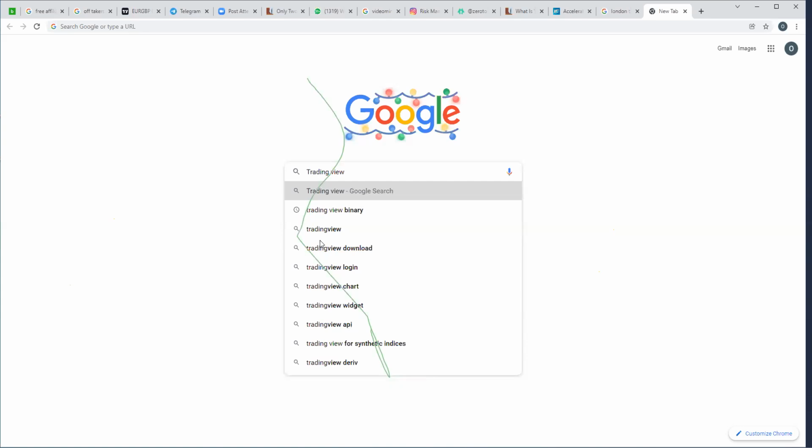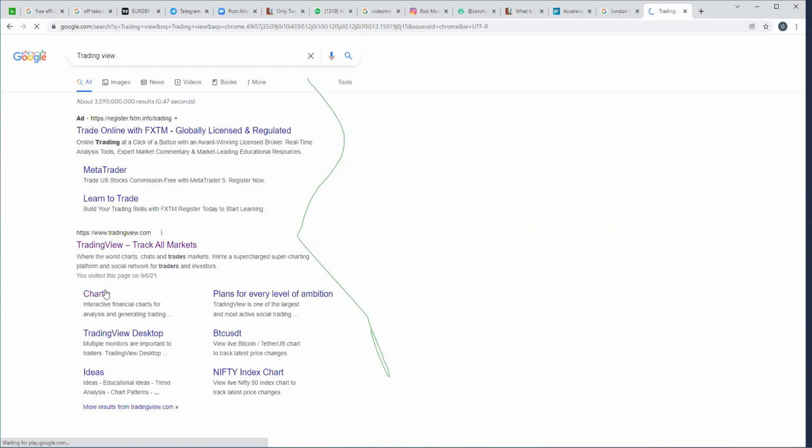TradingView. Just click on TradingView, and then when you come here, just go to chart. Okay, go to chart. It's going to take you to your stuff. If you have not signed up or logged in, just sign up with your name, email, and so on, and then it's going to bring you here.